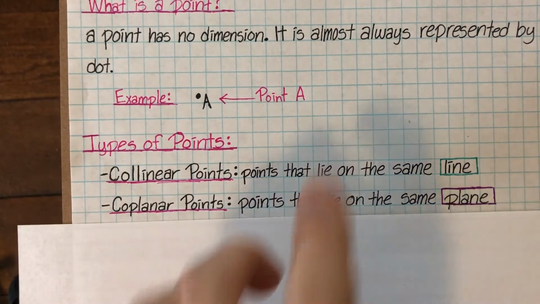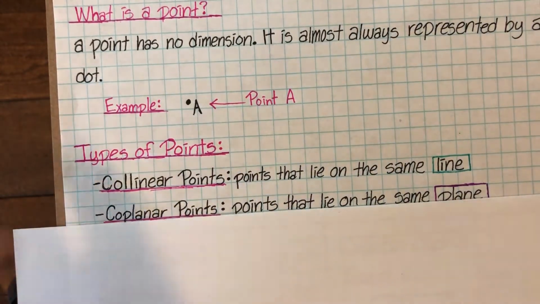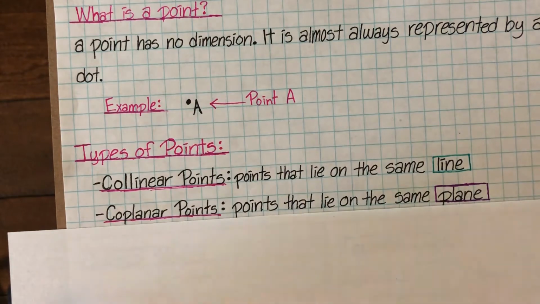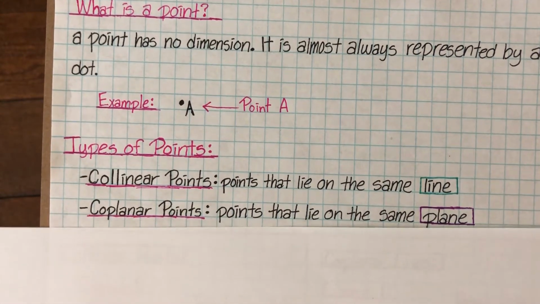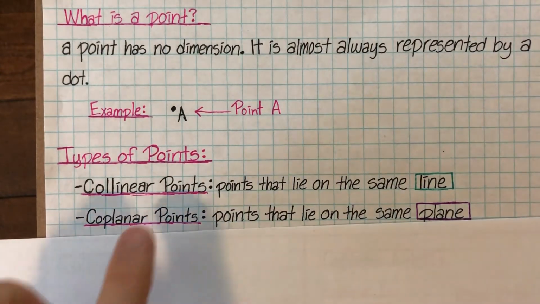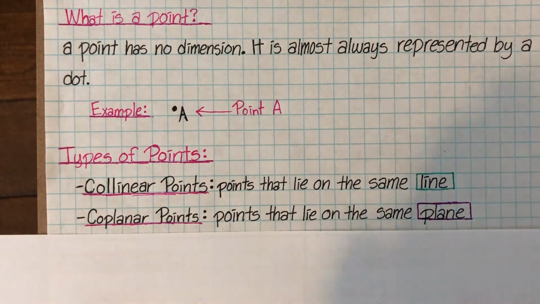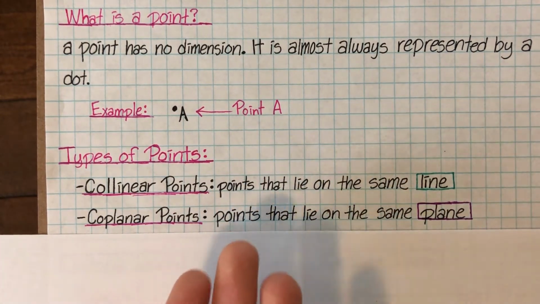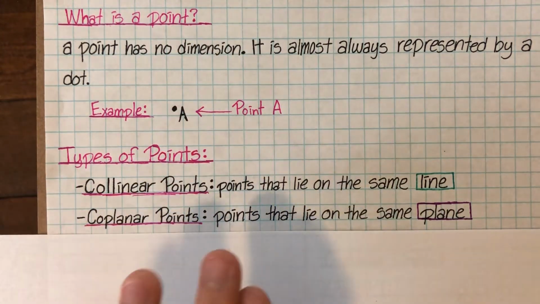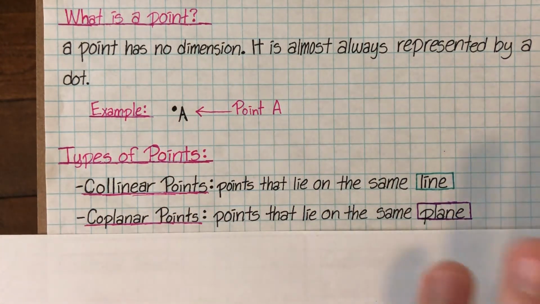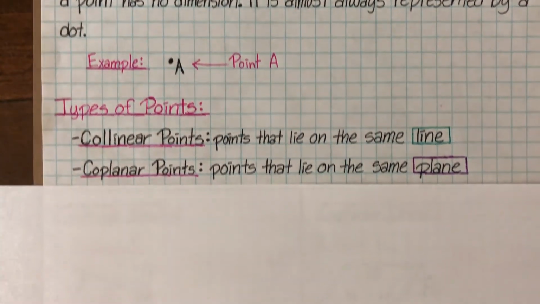The reason I put points last in the unit is because of this exact reason. I actually created this lesson plan first, however I'm posting it last because of the two definitions, collinear and coplanar. If you don't know what a line is or what a plane is, I can't really explain this well. So that's why I decided to do planes and lines first, so you'll be able to get it when I say on the same line or on the same plane. That's the reasoning behind that.